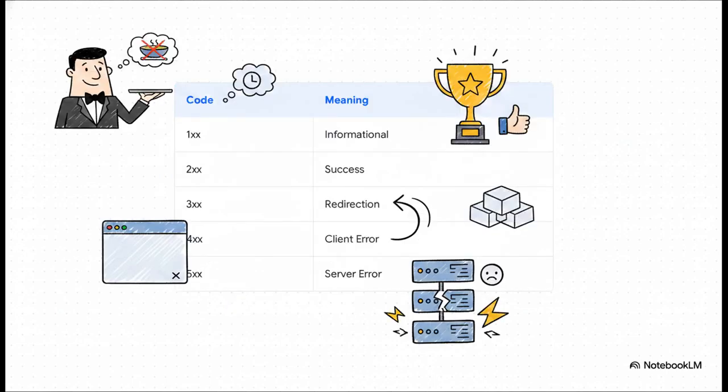But how does our waiter actually tell us if the kitchen is out of soup? Well, it uses HTTP status codes. When the server responds via the REST API, it attaches a little 3-digit code. The 100s, those are informational, meaning, hey, the request is processing. 200s are the golden ticket, total success. 300s mean redirection. But if you see a 400-level code like the infamous 404, that's a client error. The server literally couldn't find what you asked for.